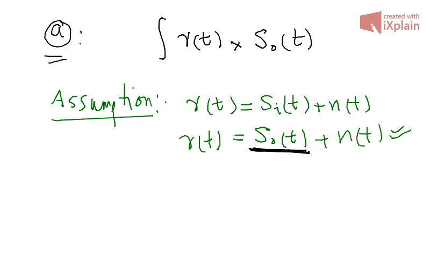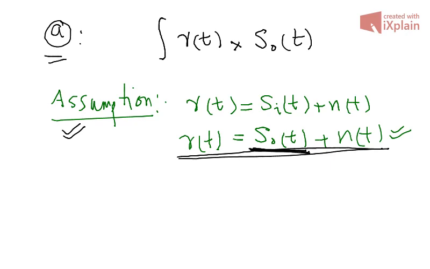You can later on, when we process our signal with this assumption, also assume that the transmitter has transmitted S1 of t, and then see how the correlator demodulator would process it and would give you some output. So suppose in this first assumption, this is our received signal.